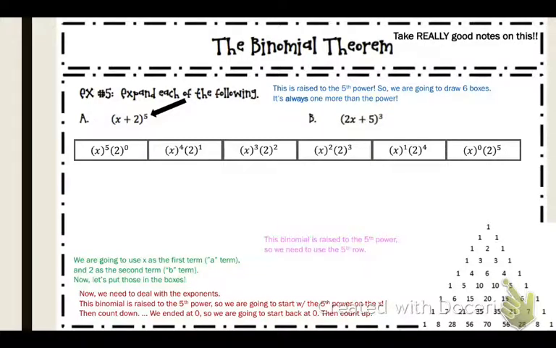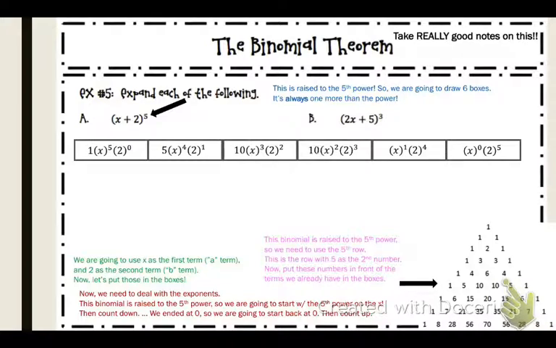And now that binomial is raised to the 5th power, so we have to use Pascal's triangle somehow. Because it's to the 5th power, we need to use the 5th row, which is the 1, 5, 10, 10, 5, 1 row, because it's the one with 5 as the second number. And now we're going to put these numbers in front of the terms we already have in the boxes. So we're going to put the 1 there, then the 5, then the 10, then the 10, then the 5, then the 1. Okay? We're almost to the part where we can just simplify.